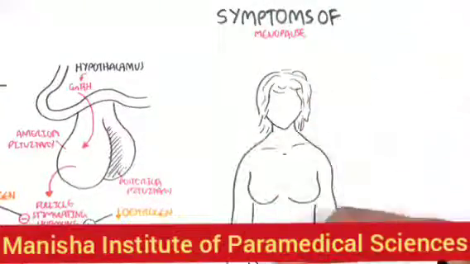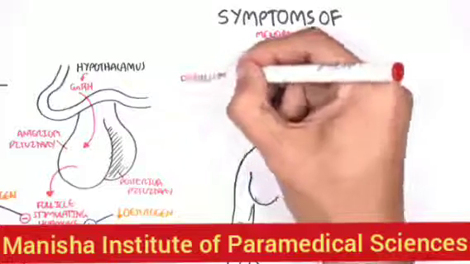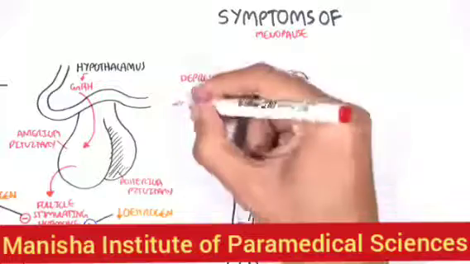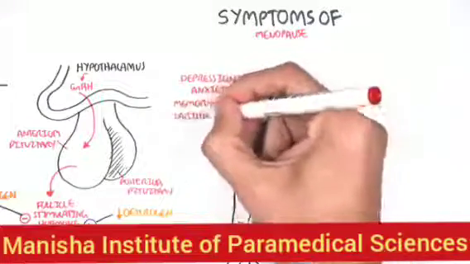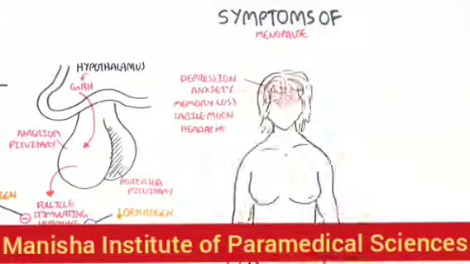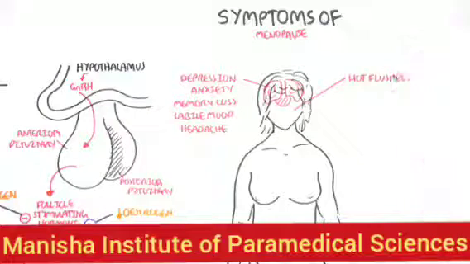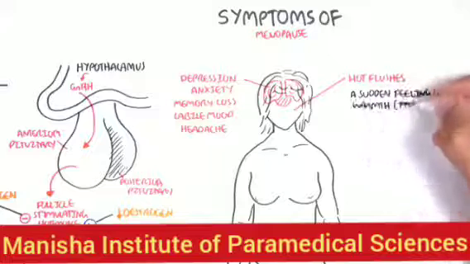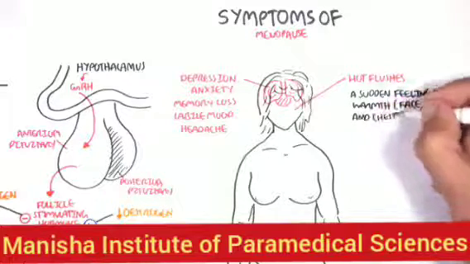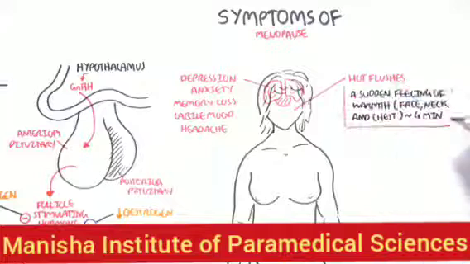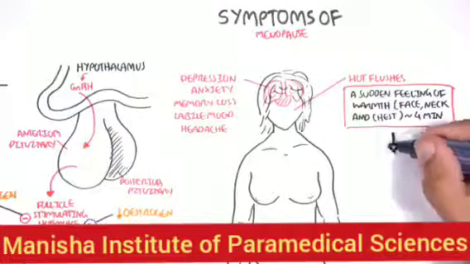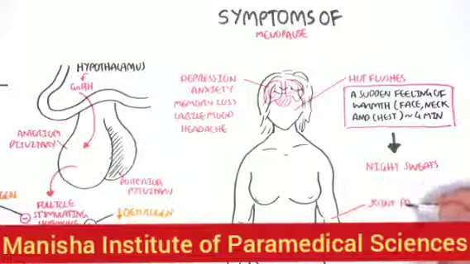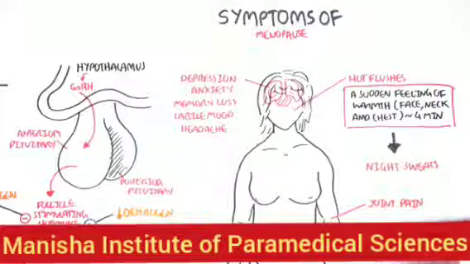So, some neurological signs and symptoms include depression, anxiety, memory loss, labile mood, and headaches. Menopause also triggers hot flushes, which is where one experiences a sudden feeling of warmth in the face, neck, and chest area for about 4 minutes. And this can trigger night sweats. Other symptoms include joint pain and weight gain.